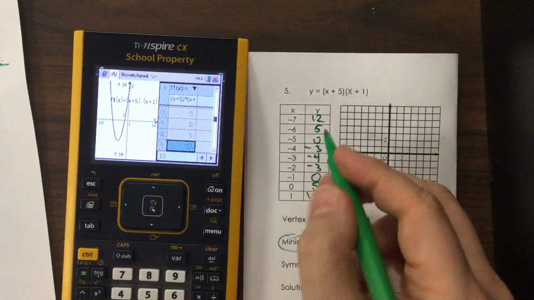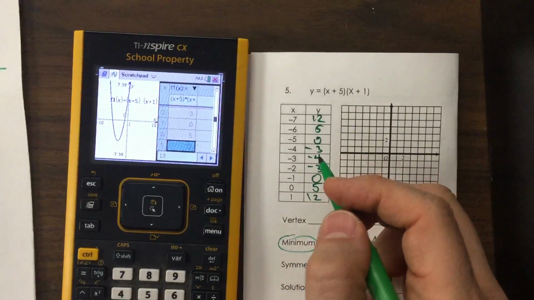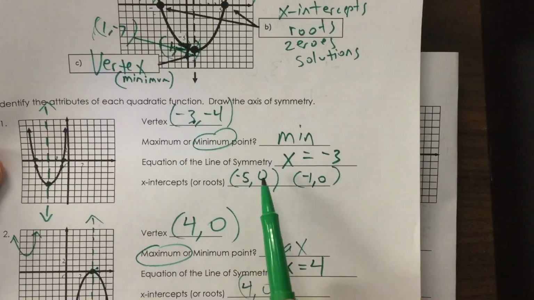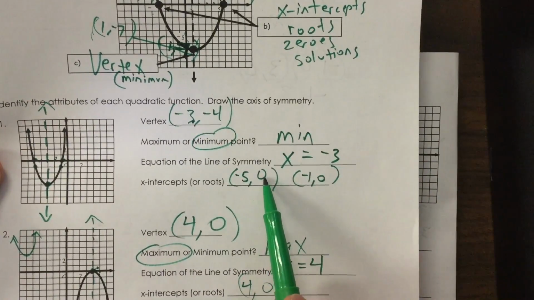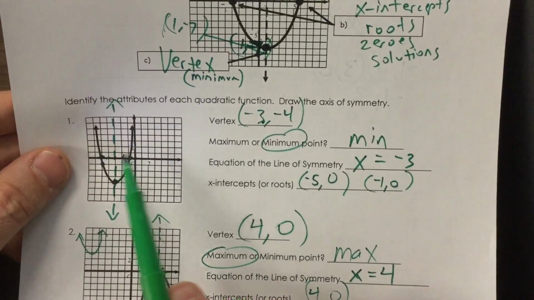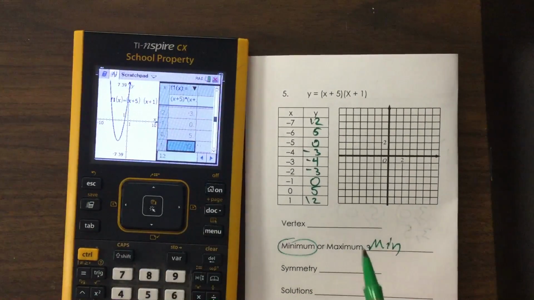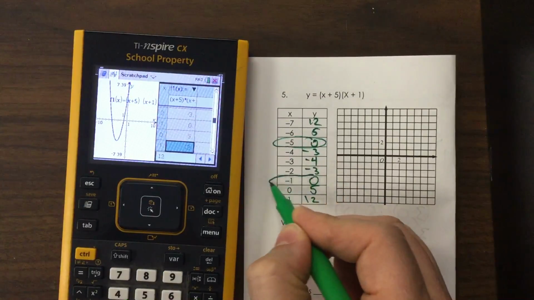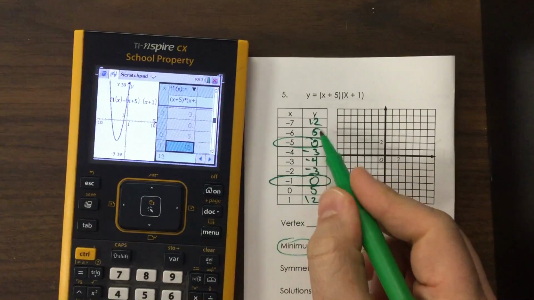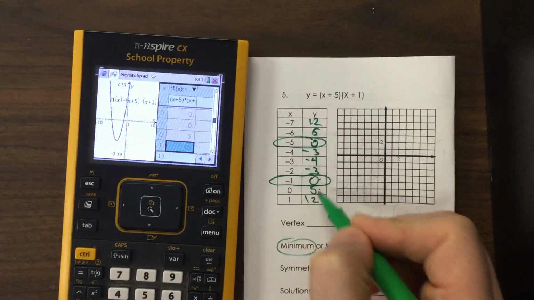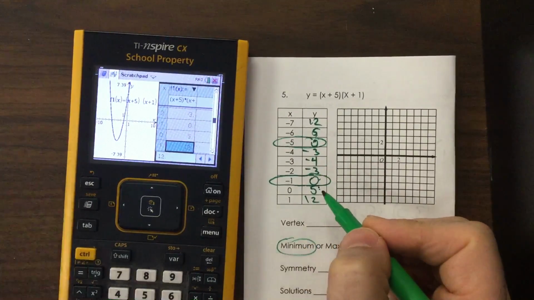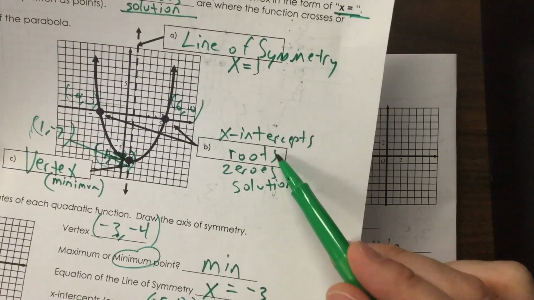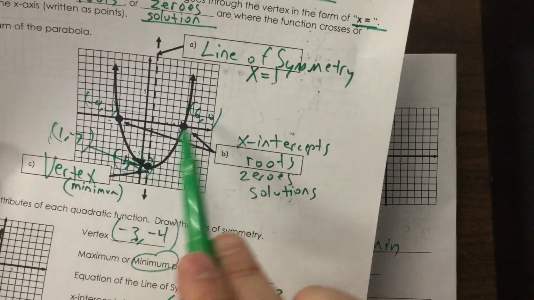Now take a look at this. Remember, the roots or the x-intercepts are going to have a y value of 0 because they never go up or down. They stay on the x-axis. So I can find my roots or my x-intercepts just by looking to where y is 0. There are my two solutions, or my roots, or my x-intercepts. Remember, it's all the same thing: x-intercepts, roots, zeros, solutions. It's those points.